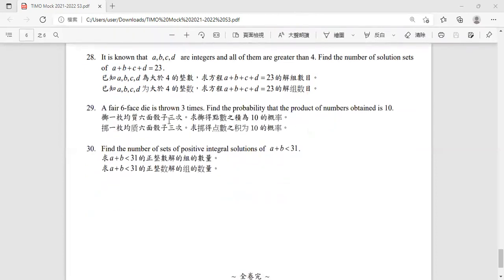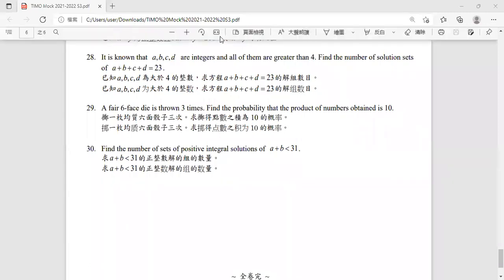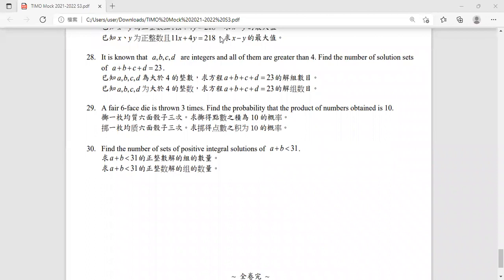Now a dice is rolled 3 times. Find the probability that the product of the numbers obtained is 10. Okay. Now how can I get the product to be 10? How can I get the product to be 10 for dice?